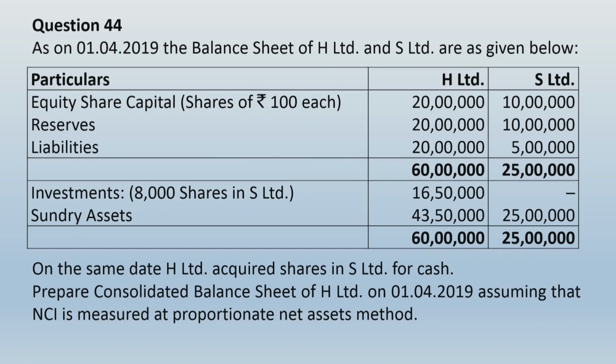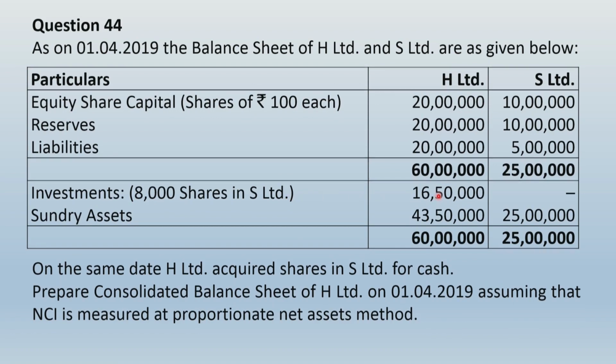So friends, before we start going ahead with the solution, let us first understand what has been informed. First of all, the balance sheet of these two companies are dated 1/4/2019. At the same date, we are finding that H Limited has acquired shares in S Limited for cash. That means one of the assets of H Limited is investments, that is 8,000 shares in S Limited which is held by H Limited.